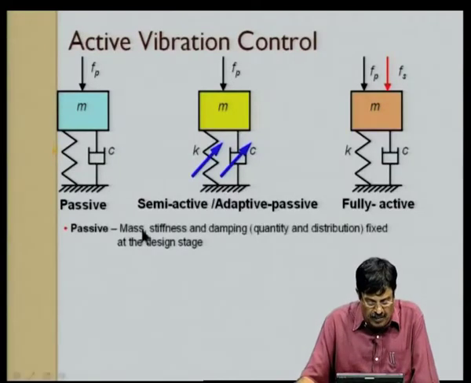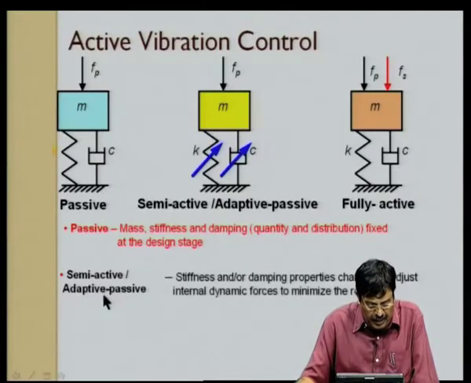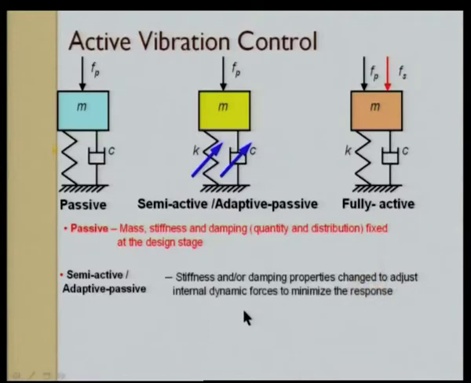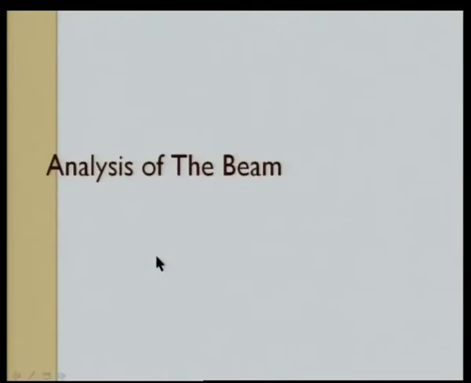So, the passive is basically mass, stiffness, damping, quantity and distribution fixed at the design stage. So, we have an enormous amount of damping. In the semi-active or adaptive passive, stiffness and damping properties are changed to adjust the internal dynamic force to minimize the response, and in the fully active, dynamic forces are applied to the system to minimize the response, that is automatically. So, let us do the analysis of a beam in this case.